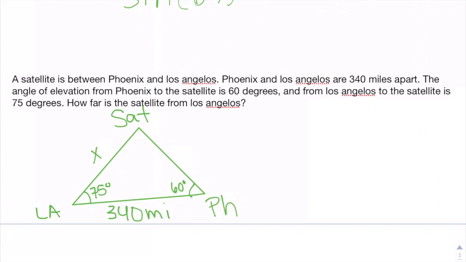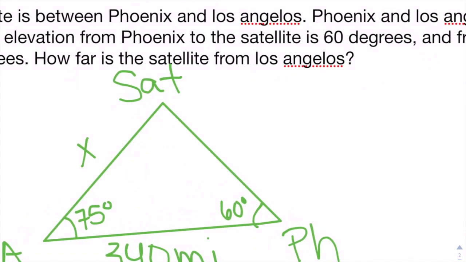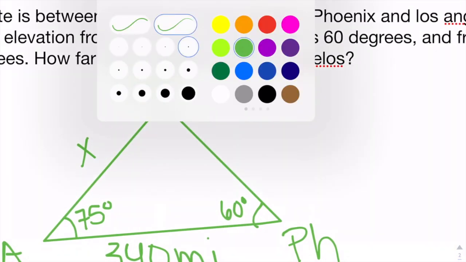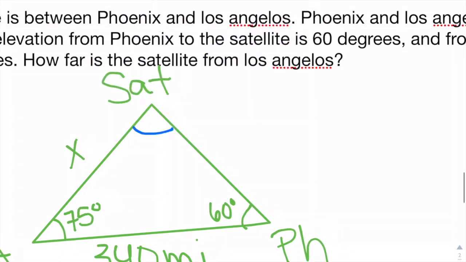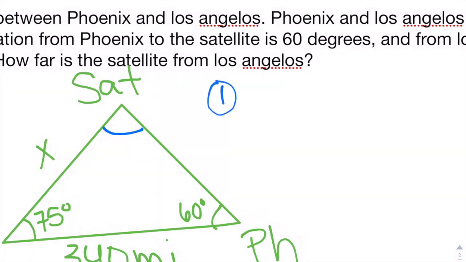The first thing we need to look for is, do we have a pair of an angle and a side? And the answer is no. Because the 60 is paired with the x, which we're looking for, so that's not a given pair. 75 is paired with something we're not given, and the 340 is paired with an angle that's not given. However, we have two of the three angles, so we can solve for the third angle very easily, using the fact that a triangle adds up to 180 degrees. So step one is to find that missing angle.